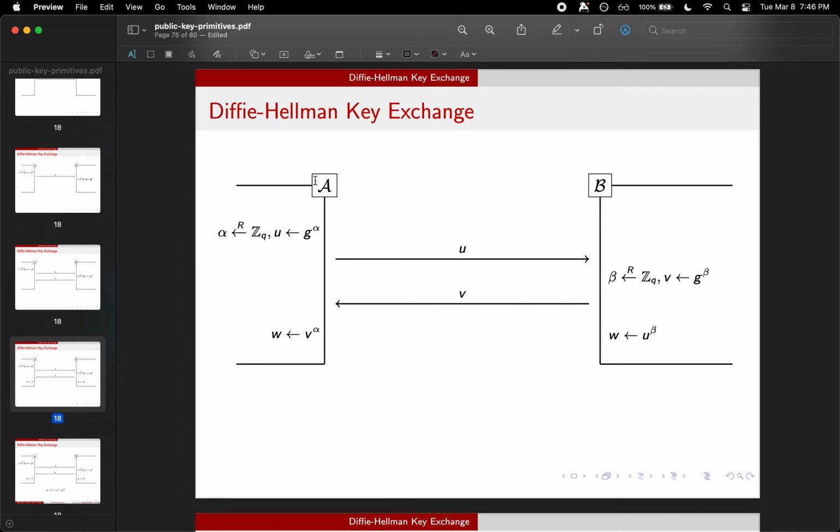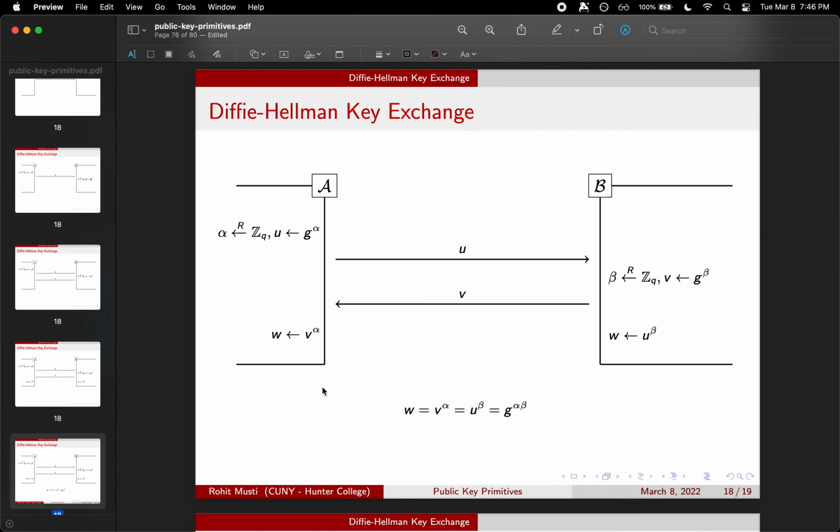So then Alice calculates W, which is just V to the alpha, and Bob calculates U, which is U to the beta. Bob also calculates W, which is just U raised to the beta. And just to remind ourselves, W equals V to the A. Well, V to the A is just G to the beta to the alpha. U to the beta is just G to the alpha to the beta. So they're both equivalent to G to the alpha beta.